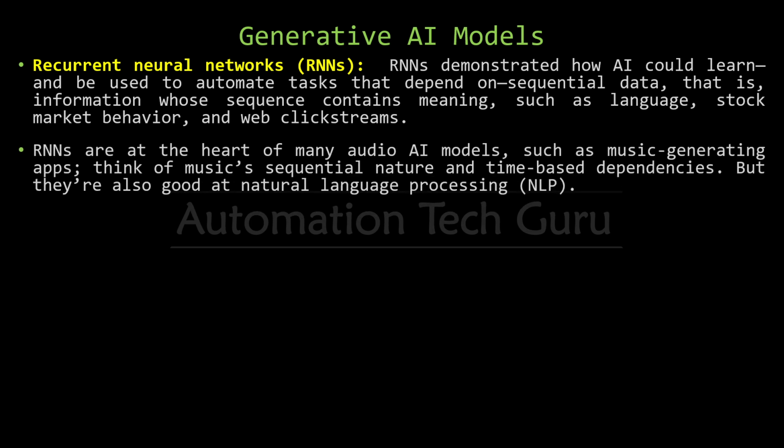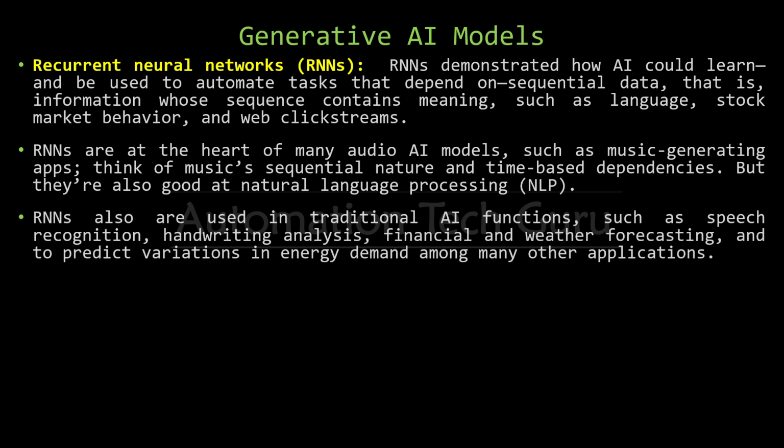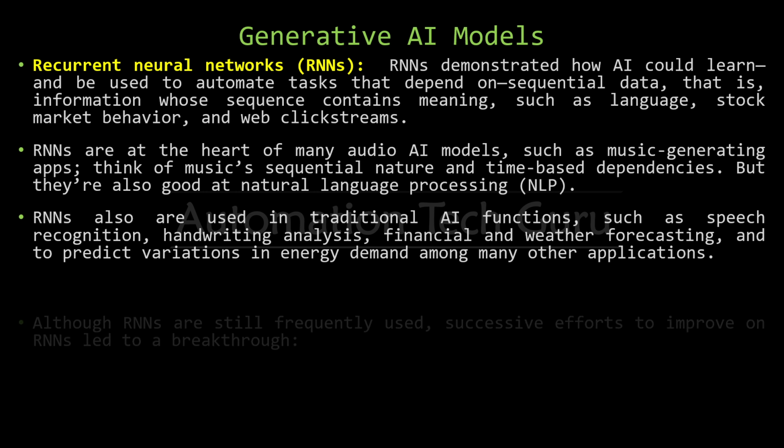RNNs are at the heart of many audio AI models, such as music generating apps. Think of music's sequential nature and time-based dependencies, but they are also good at natural language processing, that is, NLP. RNNs are also used in traditional AI functions such as speech recognition, handwriting analysis, financial and weather forecasting, and to predict variations in energy demand, among many other applications.